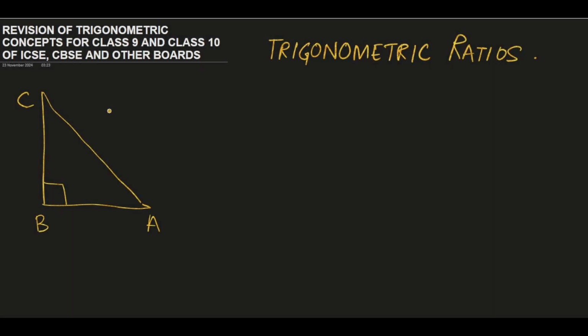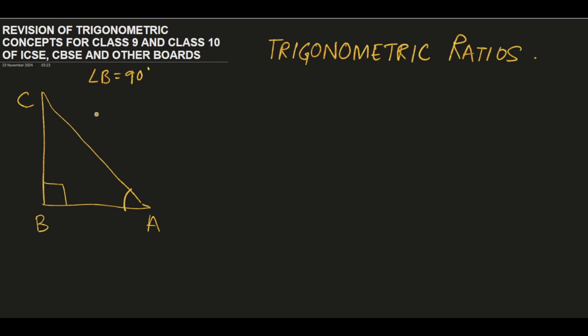The first topic in trigonometry is trigonometric ratios. So let me give the heading first. In order to study trigonometric ratios, we first need to draw a right angle triangle. And in this right angle triangle, which is right angled at B, that is, angle B is 90 degrees, we need to consider one angle out of A and C. I am considering A. So from here on, we will be representing our trigonometric ratios by angle A.